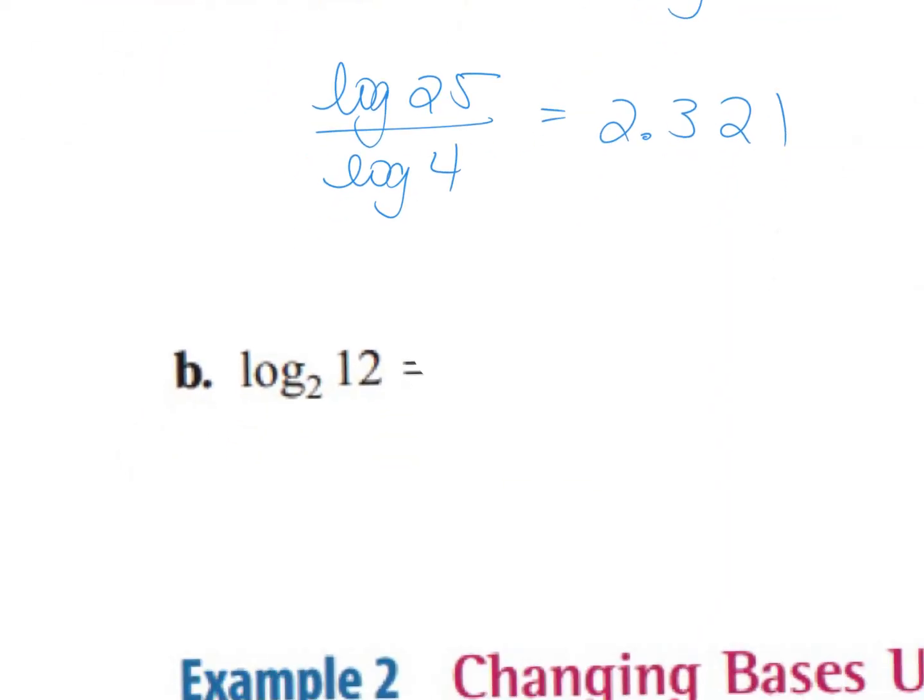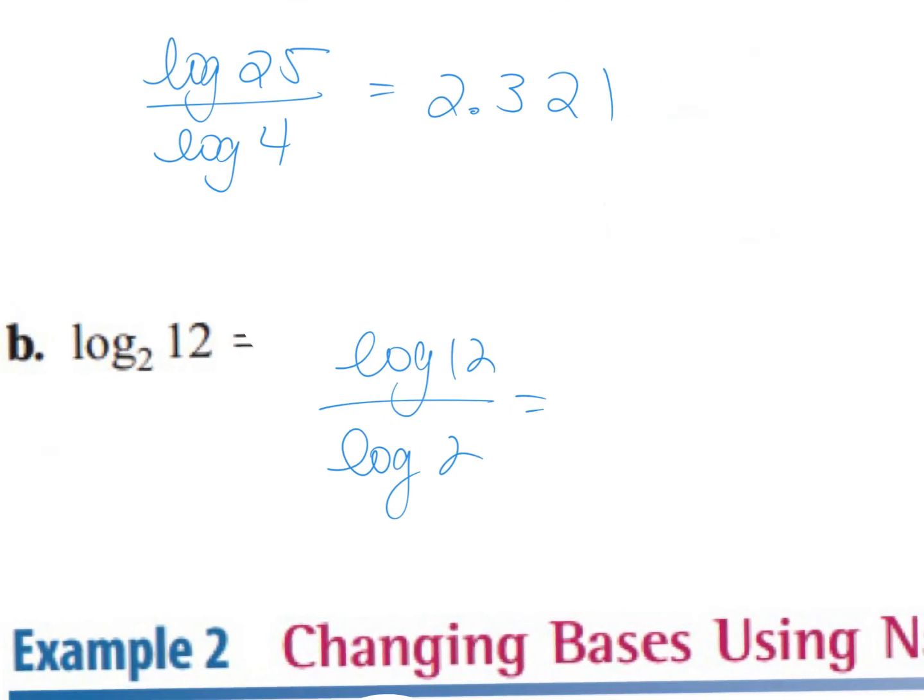So same thing here. It's log of the visually bigger number. So you would hit log 12 divided by log 2. What do you guys get? Just practice in your calculator. 3.584. Okay, fine. Sounds good.